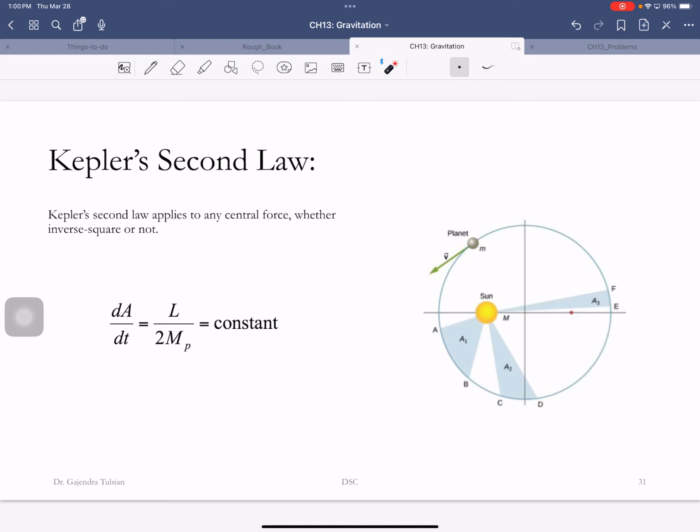Kepler's second law says that a planet going around the sun sweeps out equal areas in equal time intervals. So if this was the area swept out by the planet in 1 month, this is another month, this is another month. So the closer you are to the sun, the faster you're going. The further out you are, you're going slower.